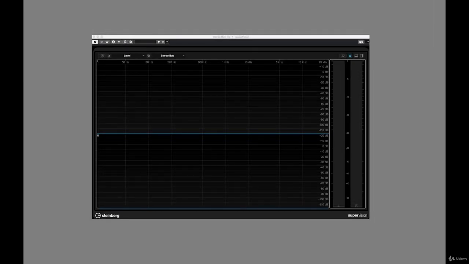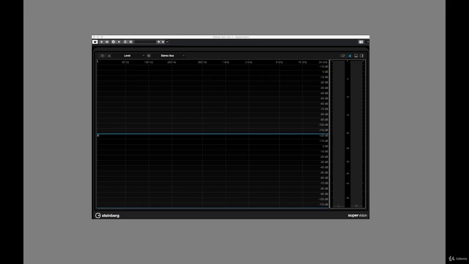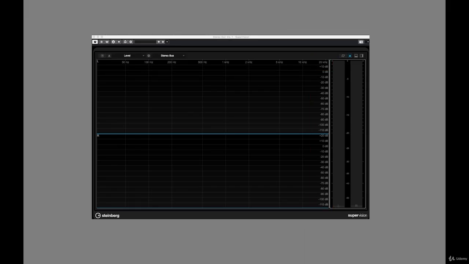This is a spectrum analyzer. The x-axis shows frequencies measured in hertz. The y-axis shows the amplitude or loudness of the sound. Let's play a single note on a piano and see what it looks like.